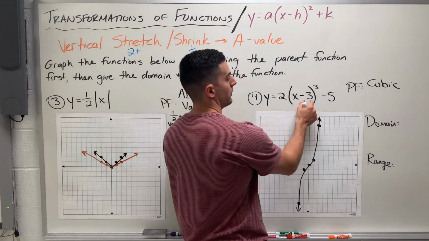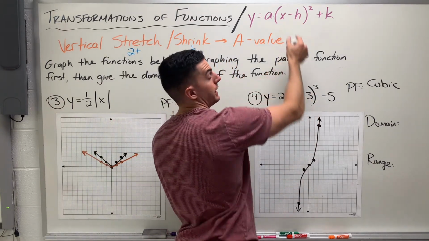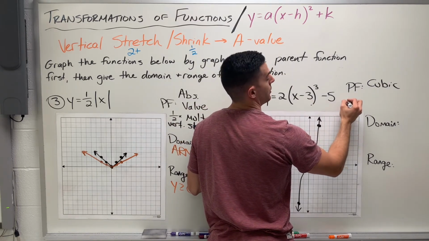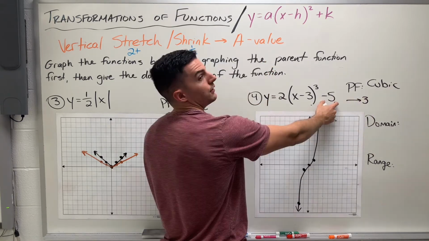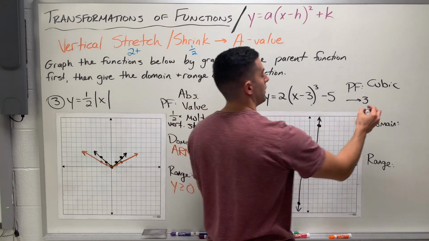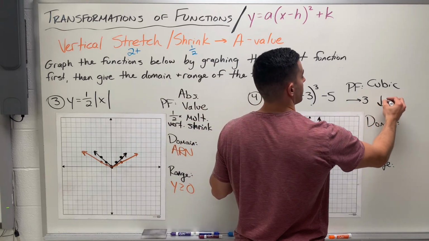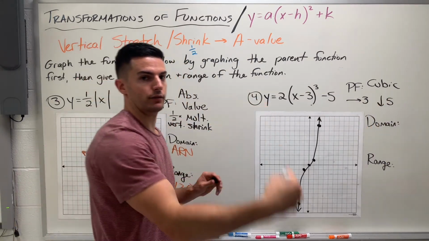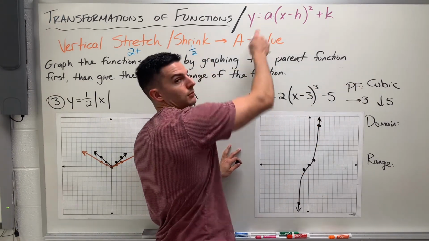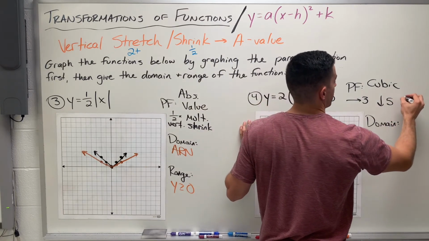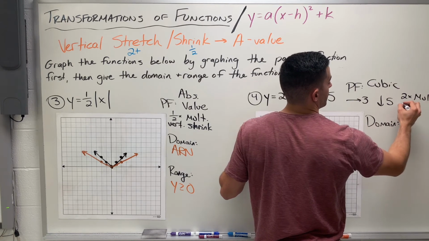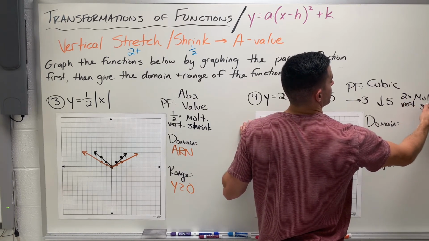Okay, I have this -3 that is inside, so that'd be the h value. So this -3 is a horizontal shift of right 3. Next, this -5 is a k value, so that's a vertical shift, and that would be down 5. So that's where my origin is moving: right 3, down 5. And then I have this 2 multiplier on the outside, which means I'm taking a vertical stretch.